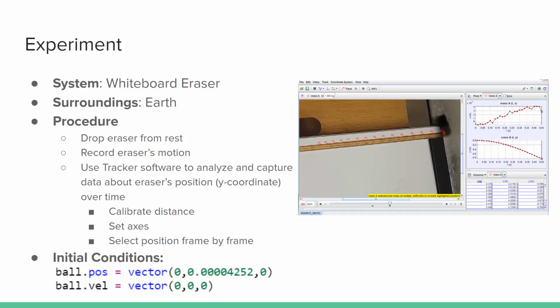The graphs and chart to the right of this picture were generated on Tracker, and according to the data, my initial y position was slightly larger than 0 due to where I manually marked the origin of the axes. Since the eraser was dropped from rest, the initial velocity was 0.